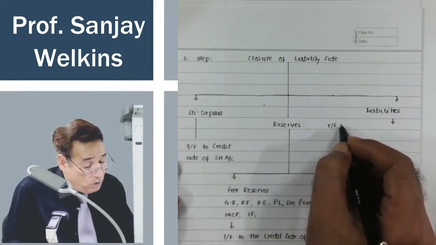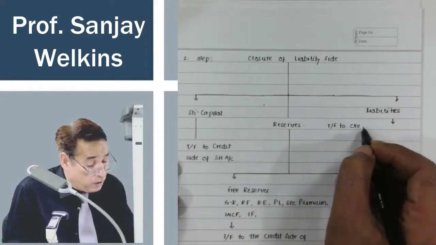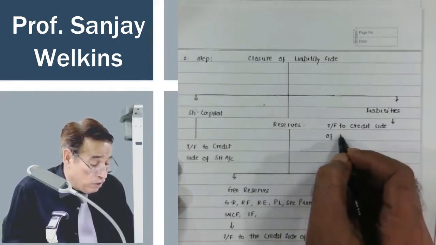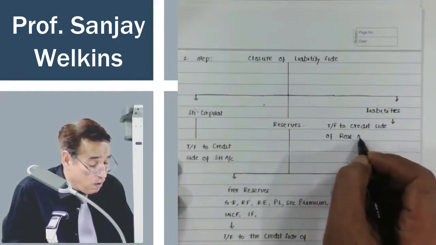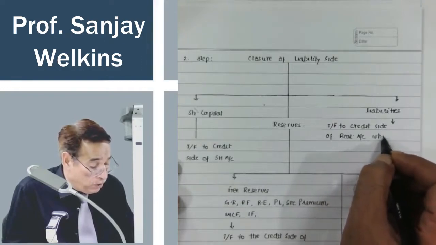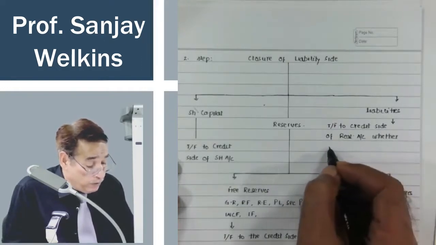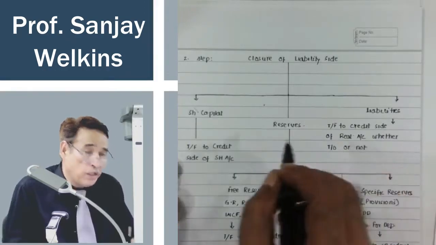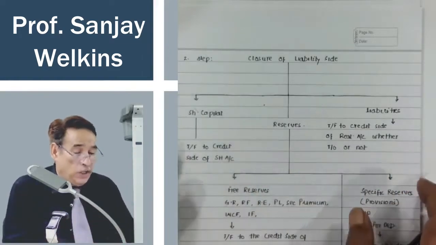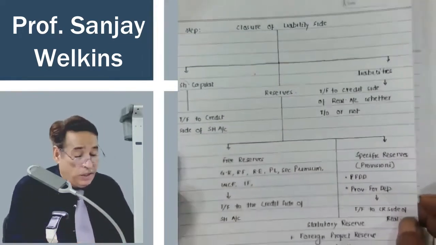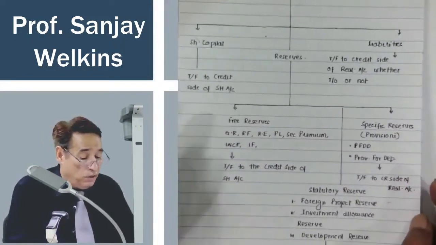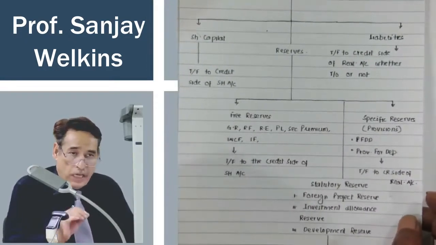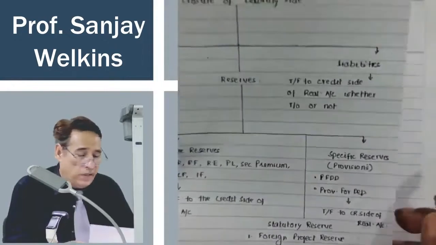Transfer to the credit side of realization account, whether taken over or not. Irrespective of whether liabilities have been taken over or not, we are going to transfer them to the credit side of realization account. Is it clear to you that now, after the second step, your balance sheet is closed? That is, you have closed each and every item of asset and liability side.